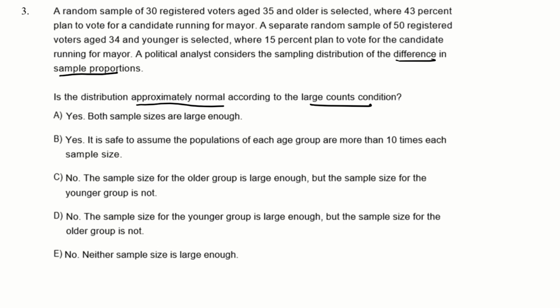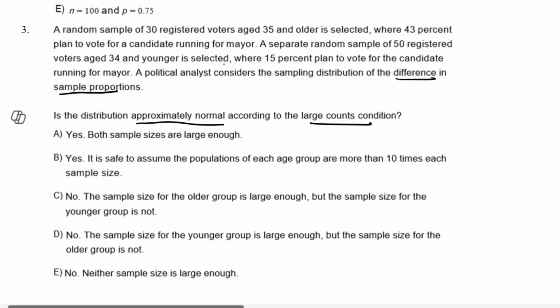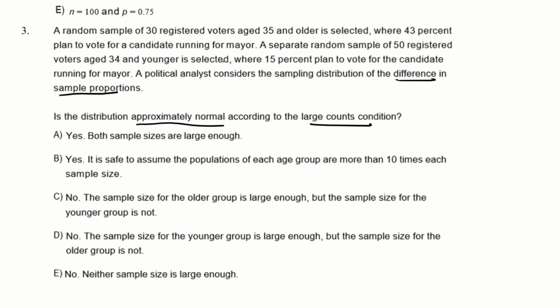Okay, so let's go ahead and do that. We have basically two groups. You have the younger group and the older group. It says age 35 and older, so there's 30 of them and 43%. And then we have 50 for these guys and 15%. So that's going to be number 1, and this is going to be number 2.